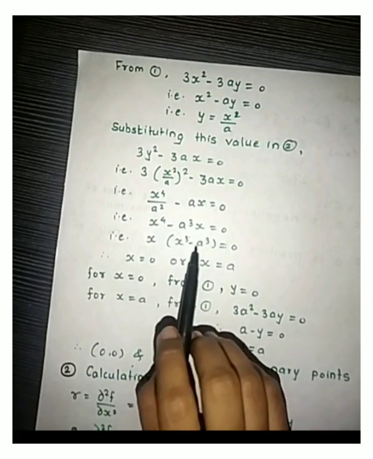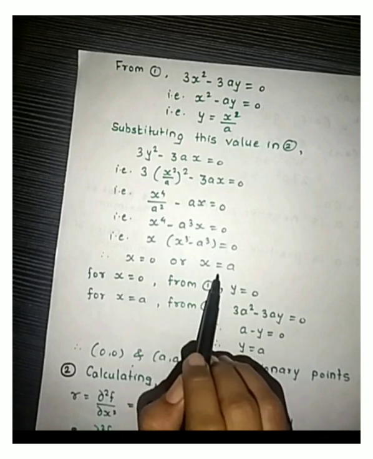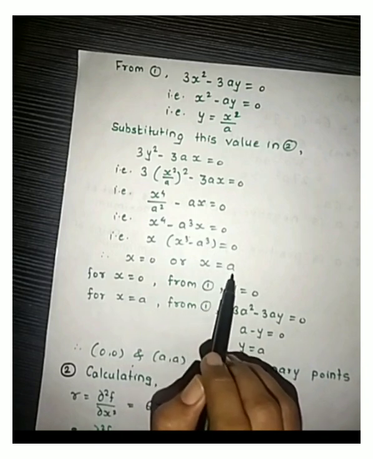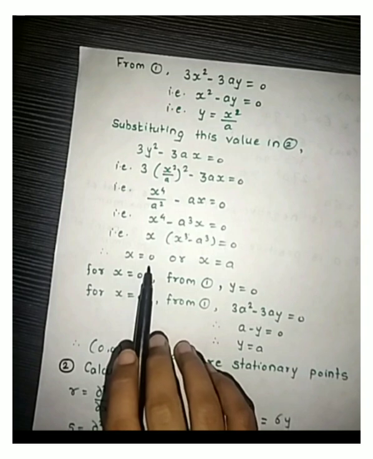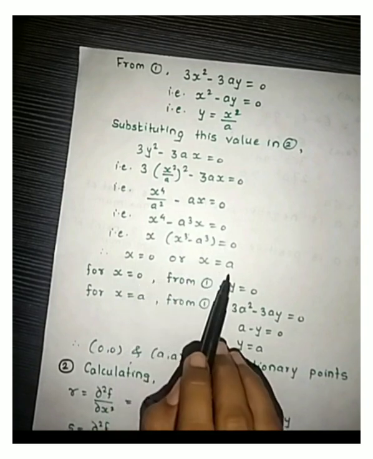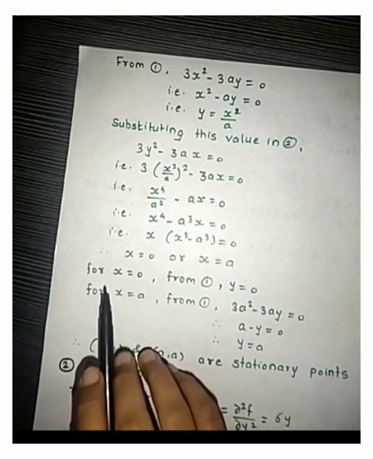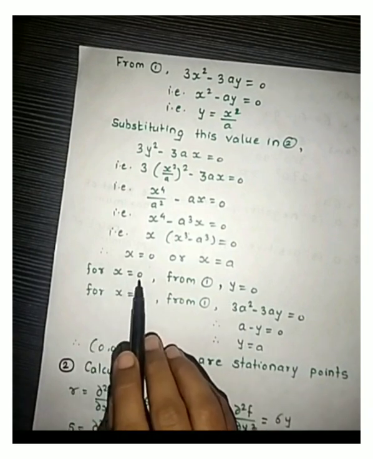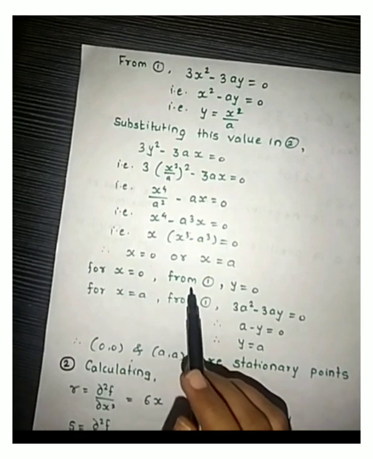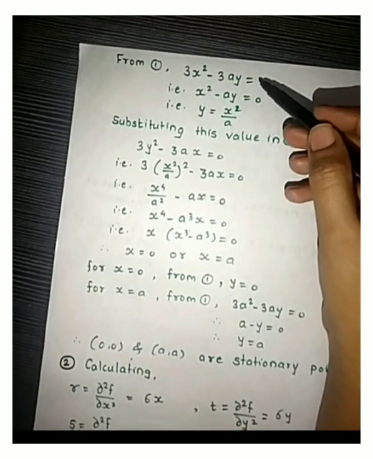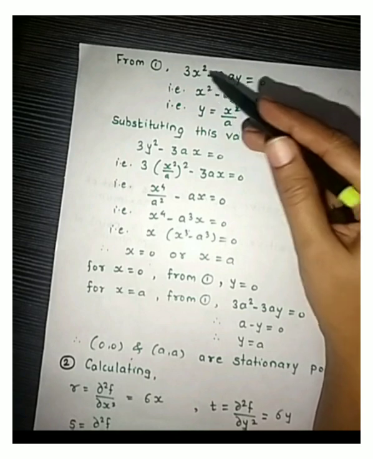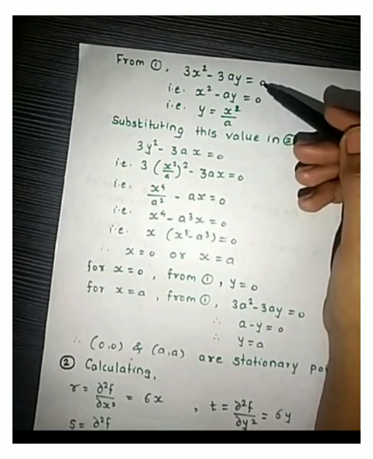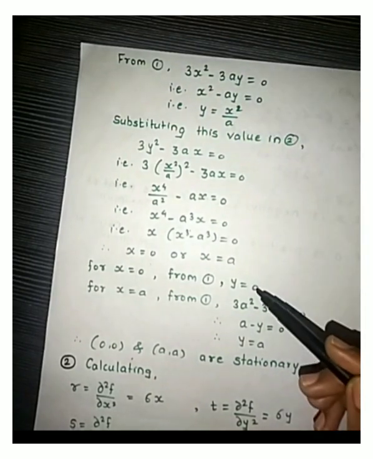So x cube minus a cube is equal to 0 implies that x is equal to a. So we get two values of x, that is 0 and a. Now for these values of x, we will find values of y. So for x equal to 0, if we put this value in our equation number 1, then minus 3ay is equal to 0, which implies that y is equal to 0.